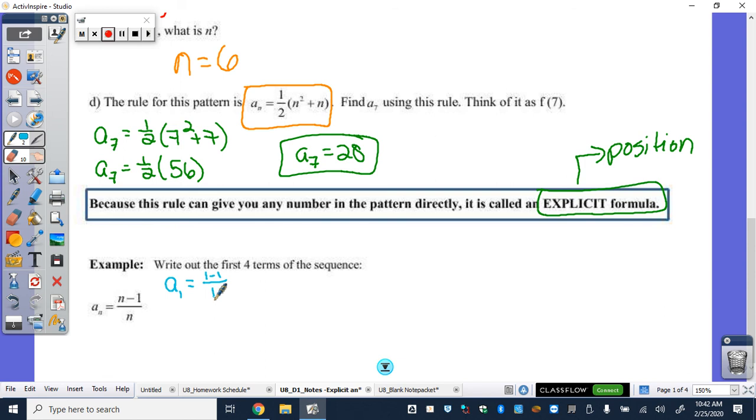So that would give me 1 minus 1 all over 1. And then what does that simplify down to? 0. So then figuring out our second term, we're now just going to plug in a 2 for all of our n's. So what do we get for our second term? 1/2.